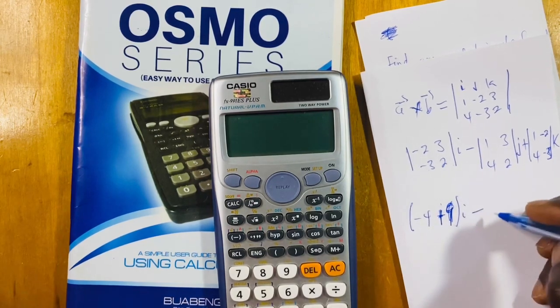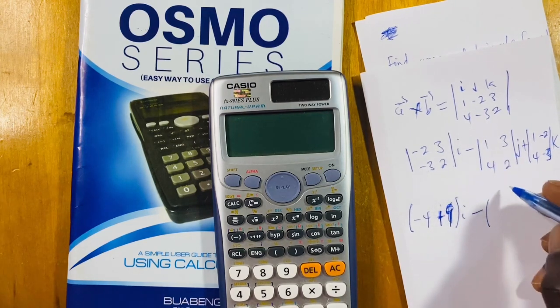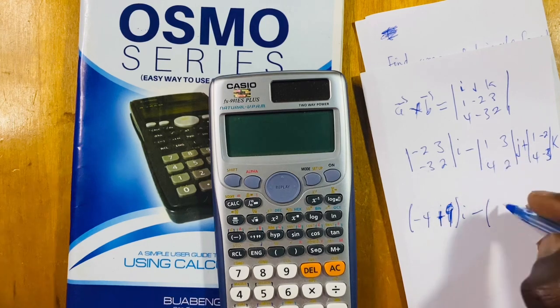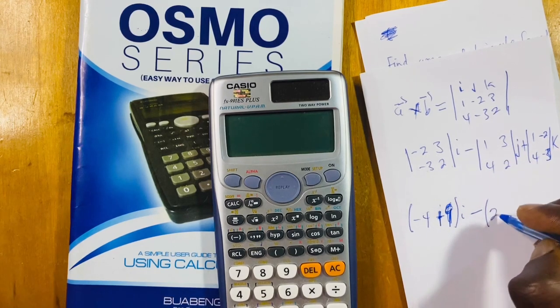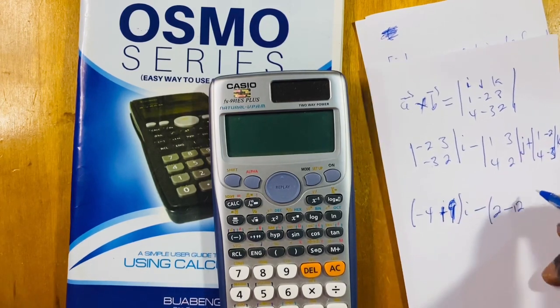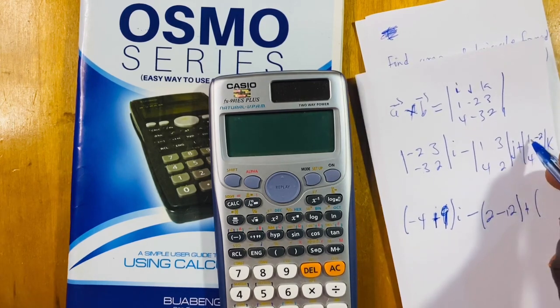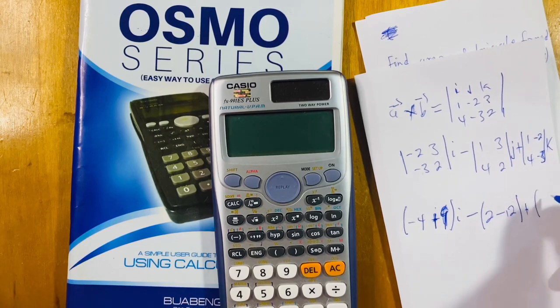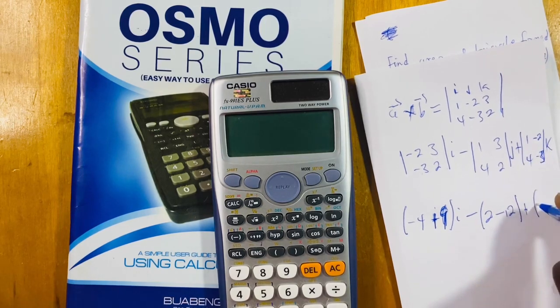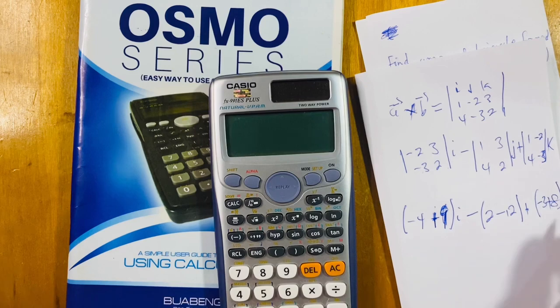Now it's going to be minus here, and we'll go here: 1 times 2 is 2, and minus 4 times 3 is 12. Then the next is plus, which is going to be 1 times -3, which is -3, minus 8, so this is -3 plus 8. So this is it, and this is K.